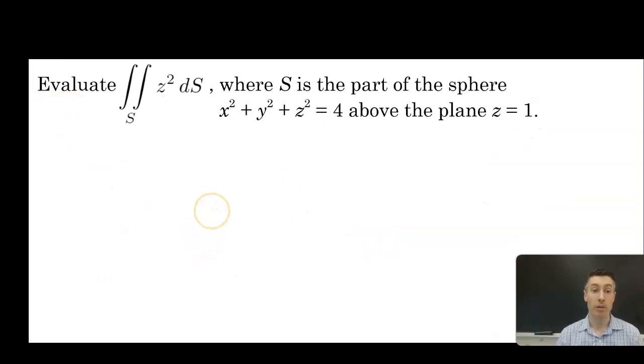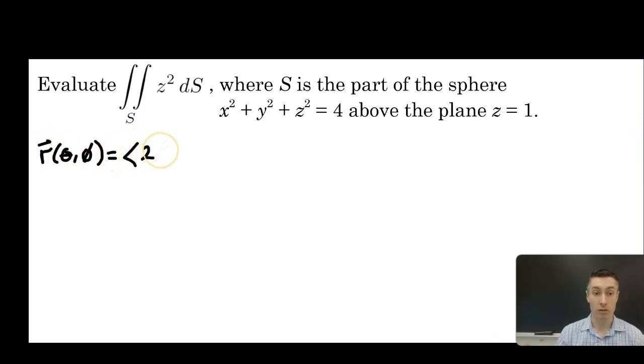Now evaluate the double integral over S of z squared dS, where S is the part of the sphere x squared plus y squared plus z squared equals 4, above the plane z equals 1. So now we have a sphere. We can define this parametrically. So let's go r of theta, phi.